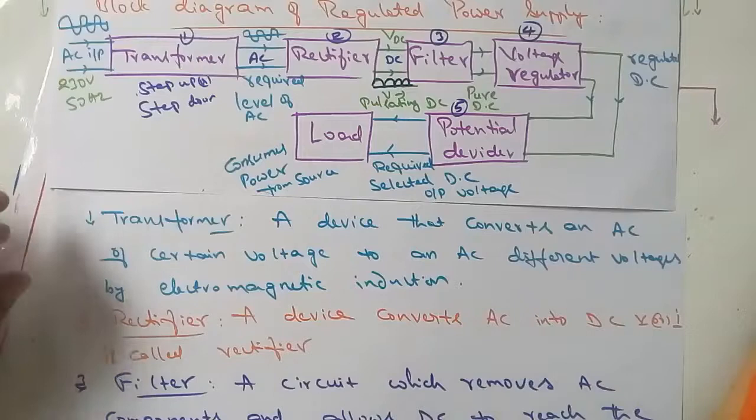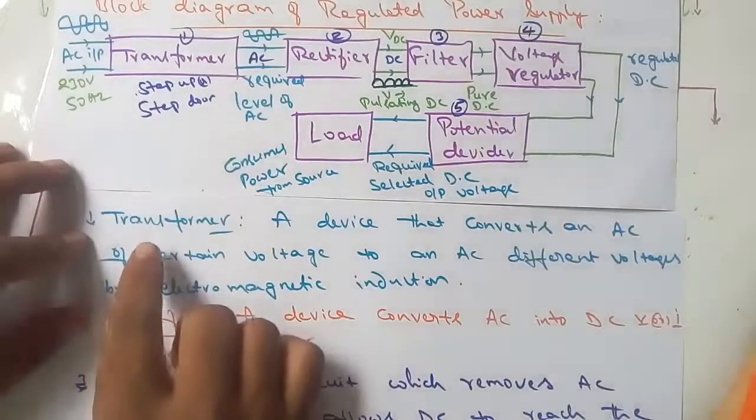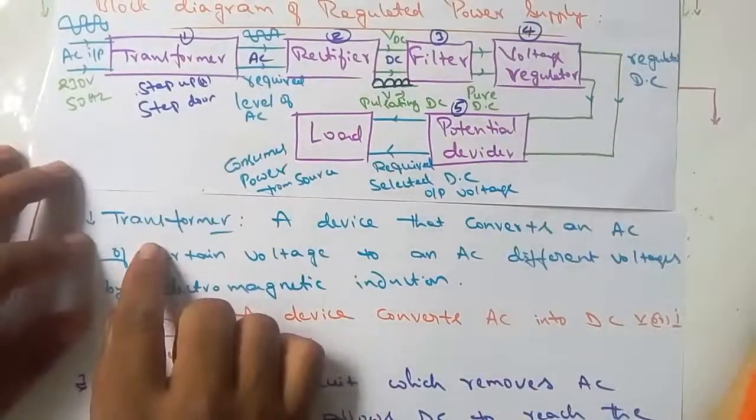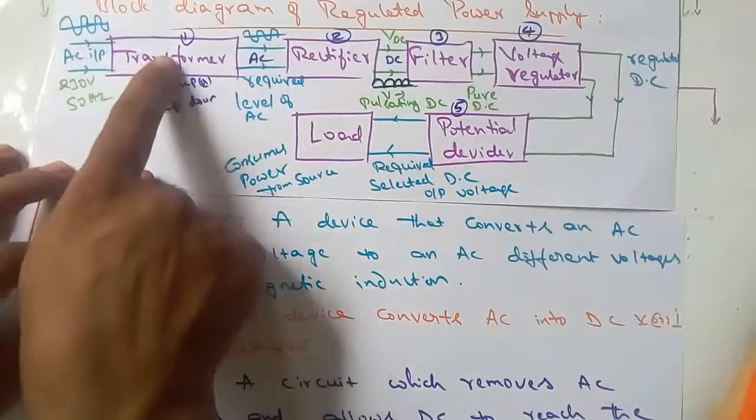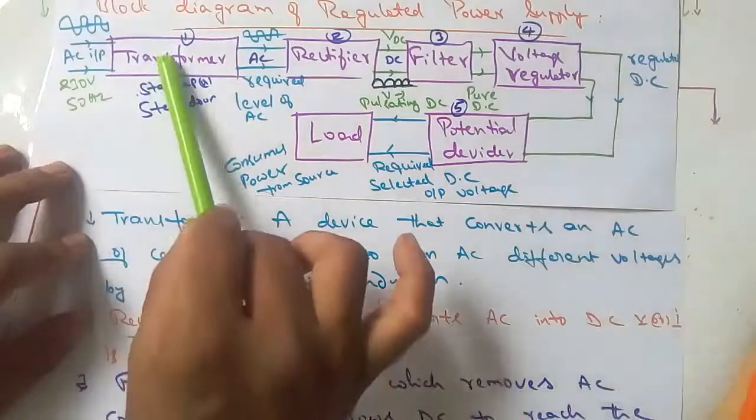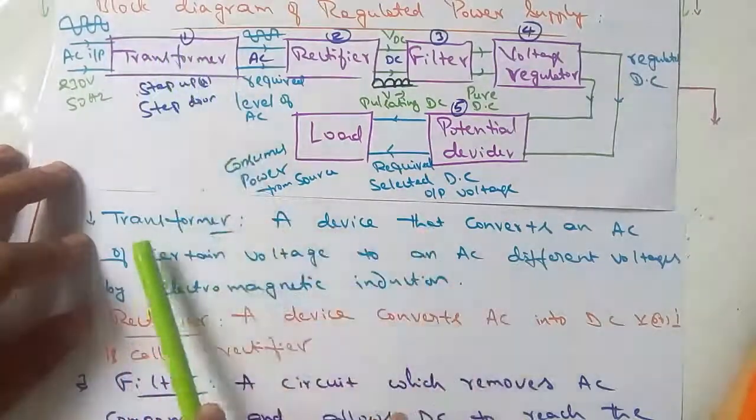Okay, now coming to the definitions. The first definition is for the transformer. This one here is the transformer. So what is the definition for that one?